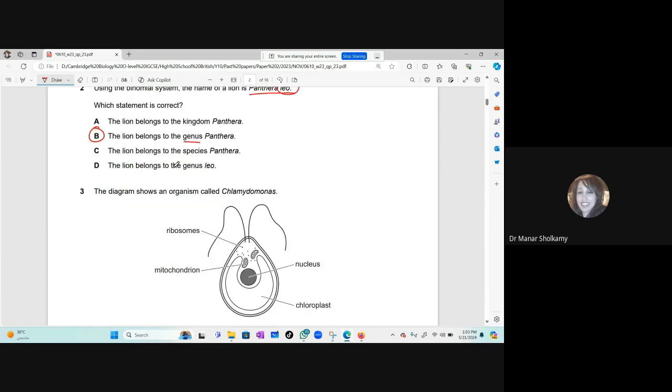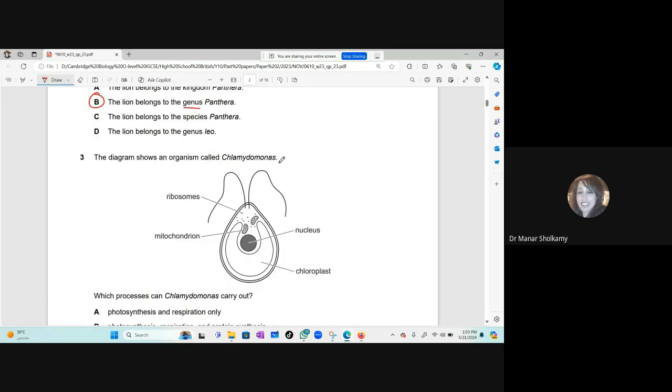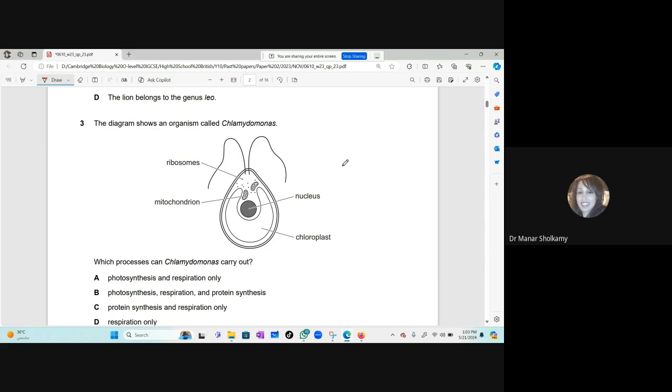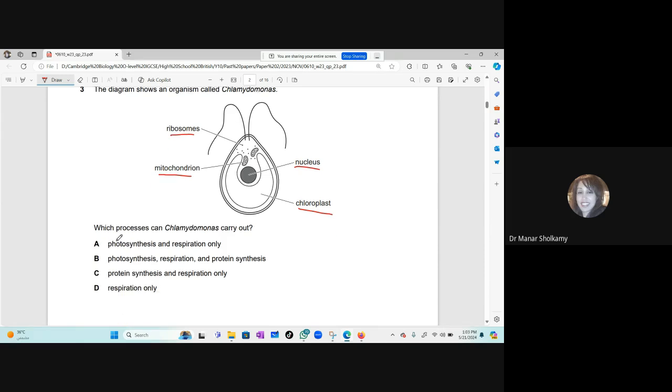The diagram shows an organism called Chlamydomonas. Now look at the diagram. Here it has ribosomes, it has mitochondria, it has a nucleus, it has a chloroplast. Which processes can this organism carry out? Photosynthesis and respiration only, photosynthesis, respiration, and protein synthesis, respiration only, or respiration only. Which one is correct?